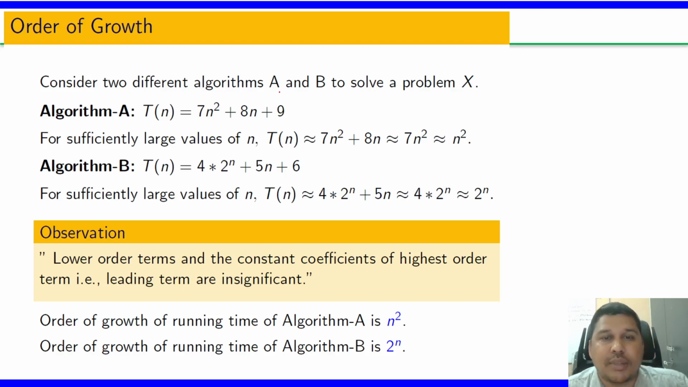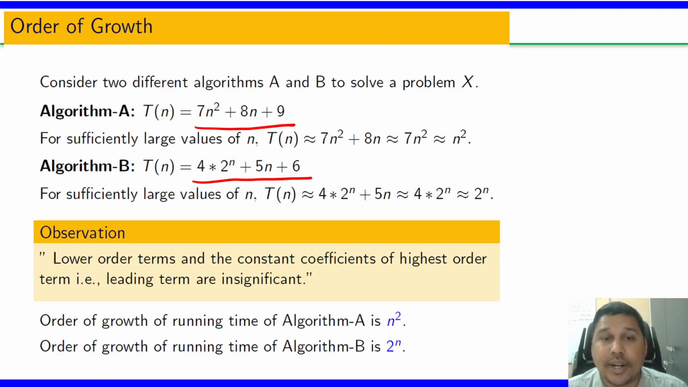Consider two different algorithms A and B to solve a problem X. The running time of A, the notation we are using is T of n. The running time is T of n, that is the number of times the instructions are executed. The running time of A is 7n square plus 8n plus 9. The running time of algorithm B is 4 into 2 power n plus 5n plus 6.